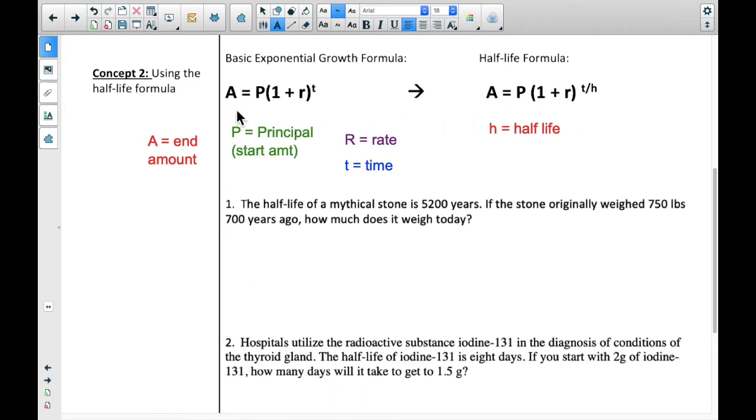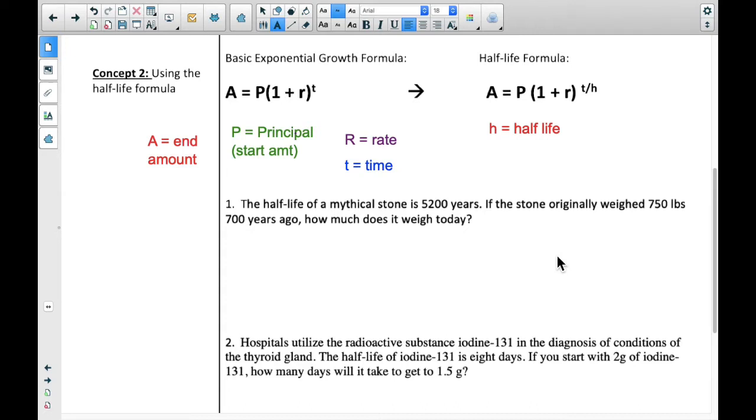A still stands for the ending amount. P is the principal, the starting amount. The R is the rate. The T is the time. The only thing new over here is that H stands for half-life. All of the rest of these variables apply to this case as well, just that H is that half-life.